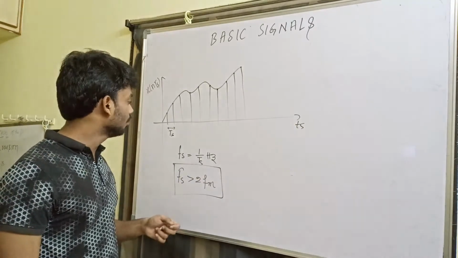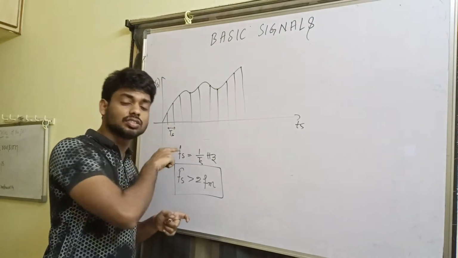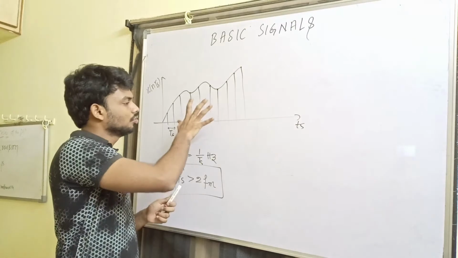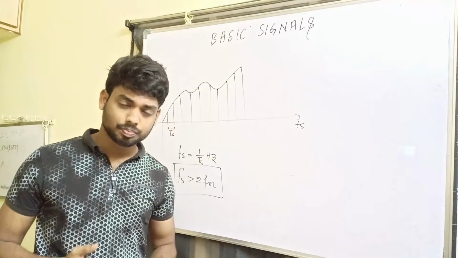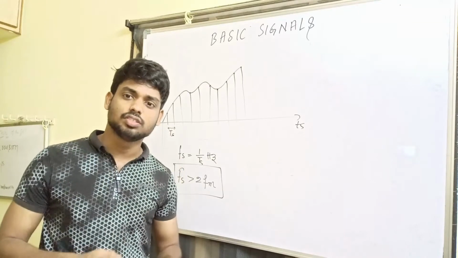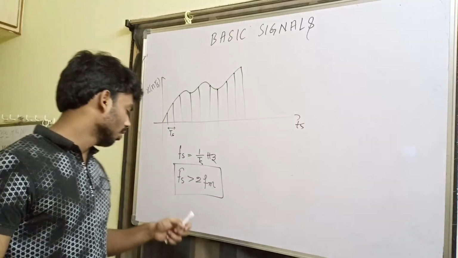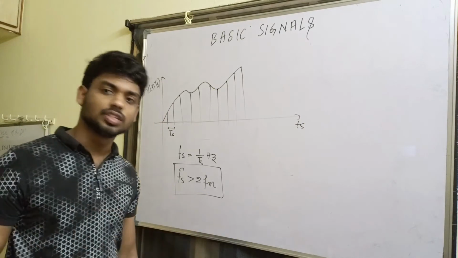Once we know Fs is greater than 2FM, you take the samples with Ts time period, so you have a sampled signal. The moment I say a signal is sampled at a sufficiently fast pace, it means the sampling frequency is intrinsically greater than 2FM.